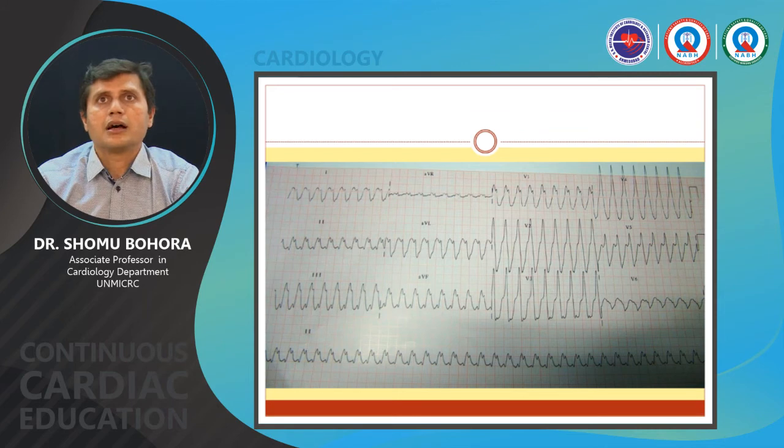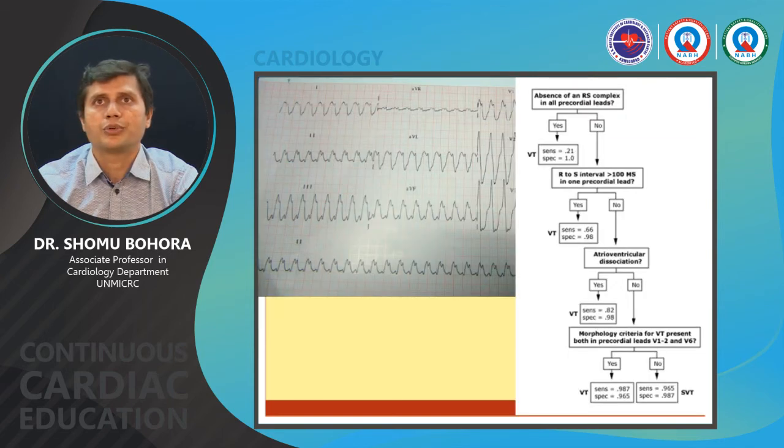In this broad complex RBBB, if you apply the algorithm, first you look for absence of RS complexes. The RS is there, so you go to the next step. From the initial R to the terminal S, as in V6, you can see it is more than 100 milliseconds. Though features of AV dissociation are absent, there is an atypical bundle branch block. The initial R is more than the later half, and therefore suggests a ventricular tachycardia according to the Brugada algorithm.